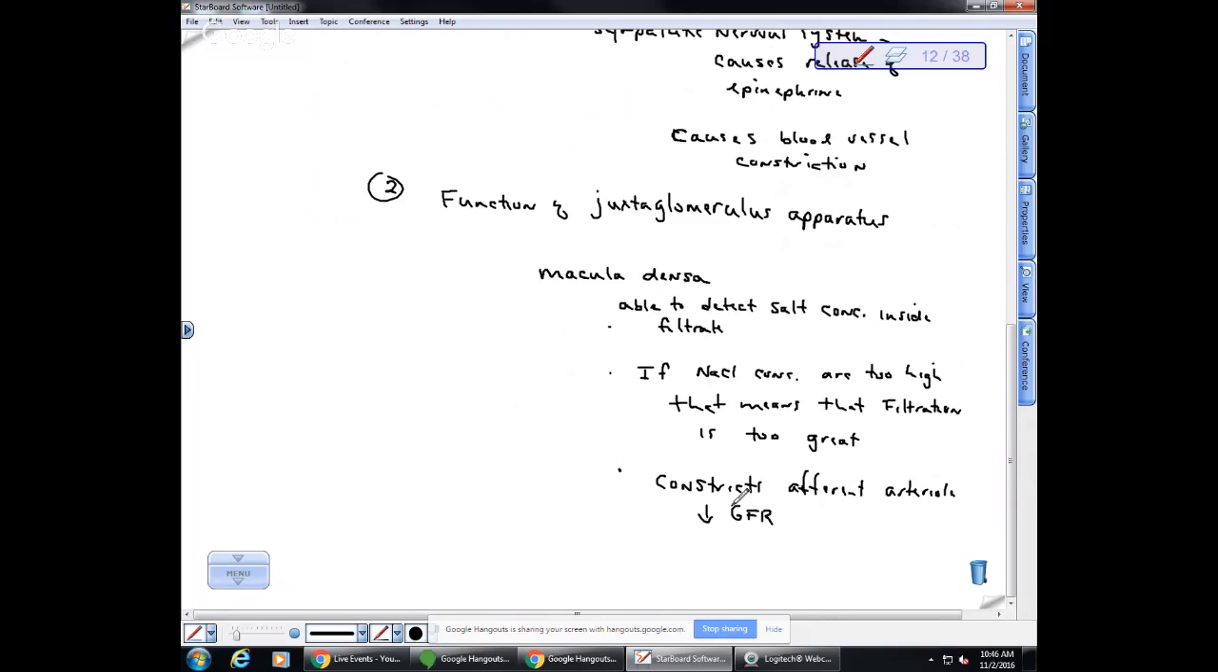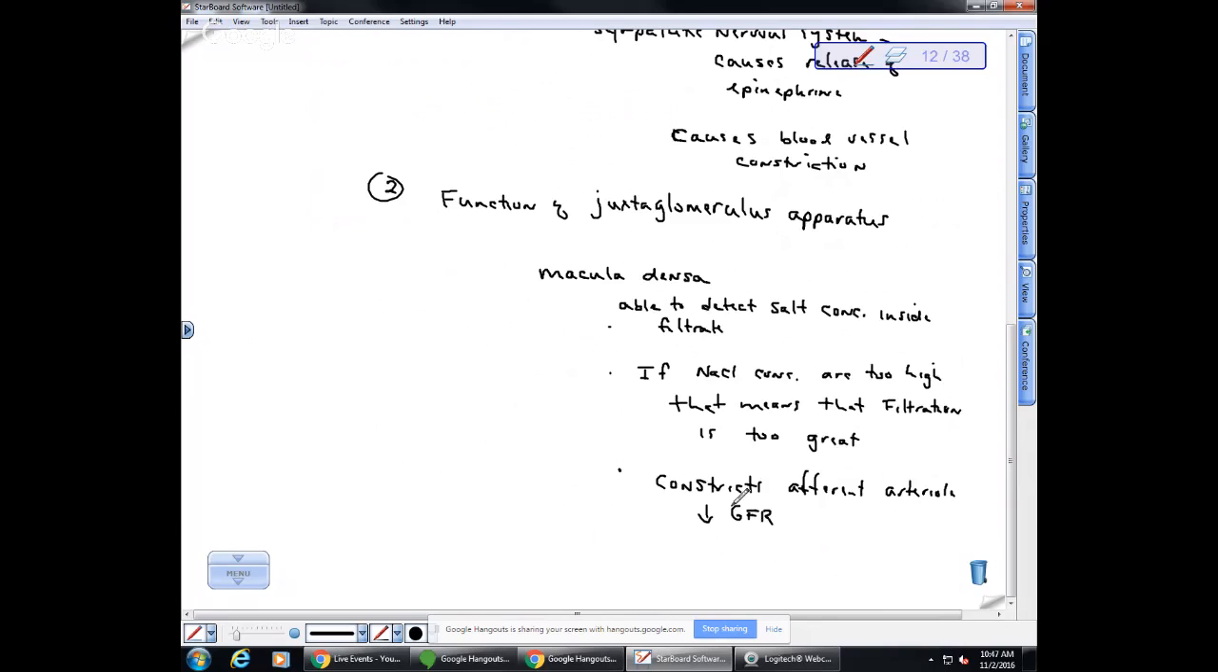Those are like little chemical sensors. The macula densa are cells that are able to detect solute concentrations inside the filtrate. That slows down the production of filtrate so that the filtrate can be modified to a greater extent and the salt can be reabsorbed.